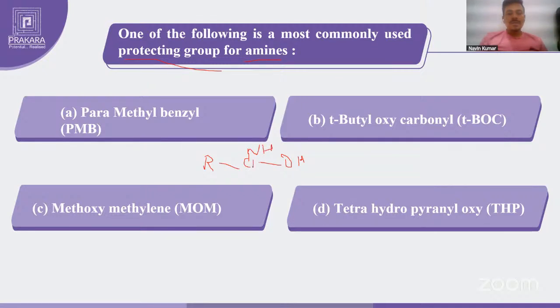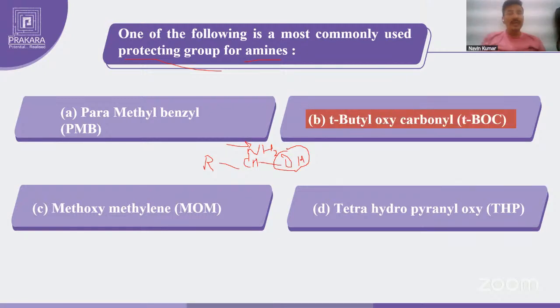It means the molecule has both an amine and an alcohol group. In this case, if we want the reaction to go only at the amine position, we have to mask this OH. Masking, that is protecting a particular functional group, is known as the protecting process, and the group which is used for the protection is known as the protecting group.